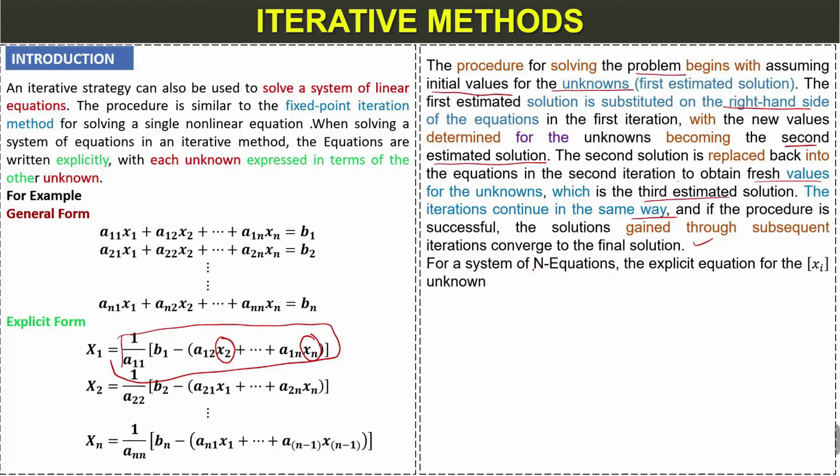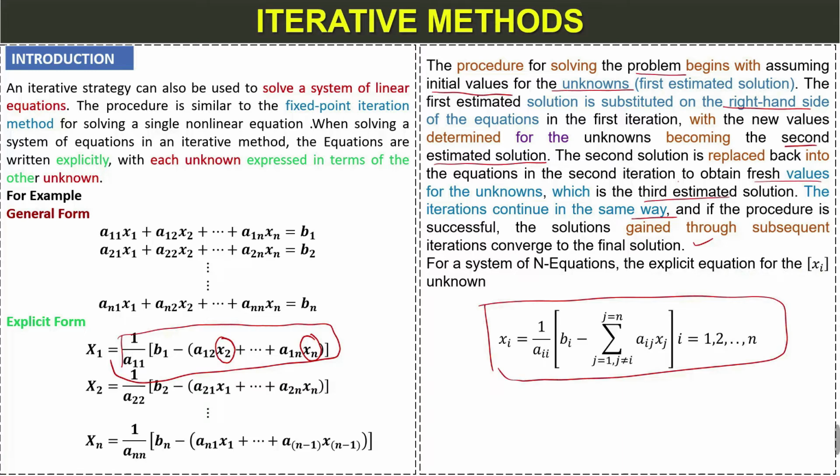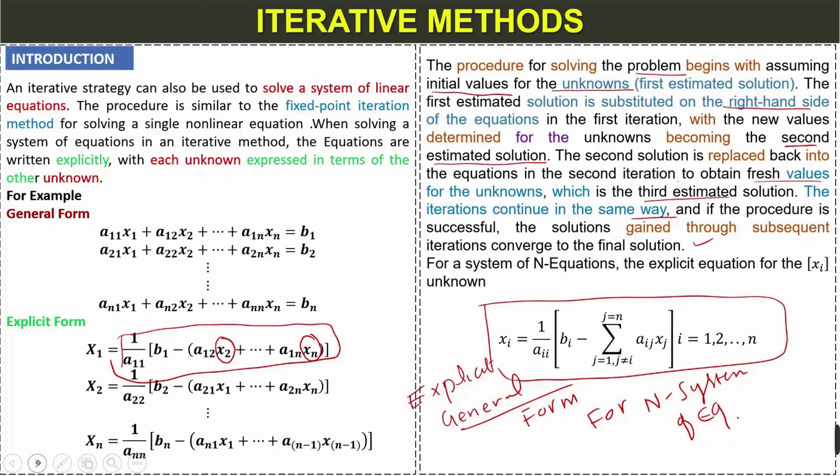For example, for a system of equations, the explicit equation for the unknown xi. This is the general form of the explicit equations for a system of n equations.